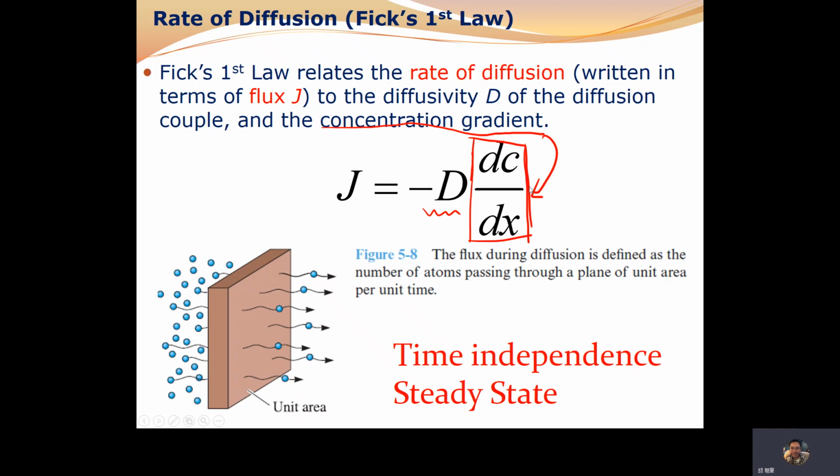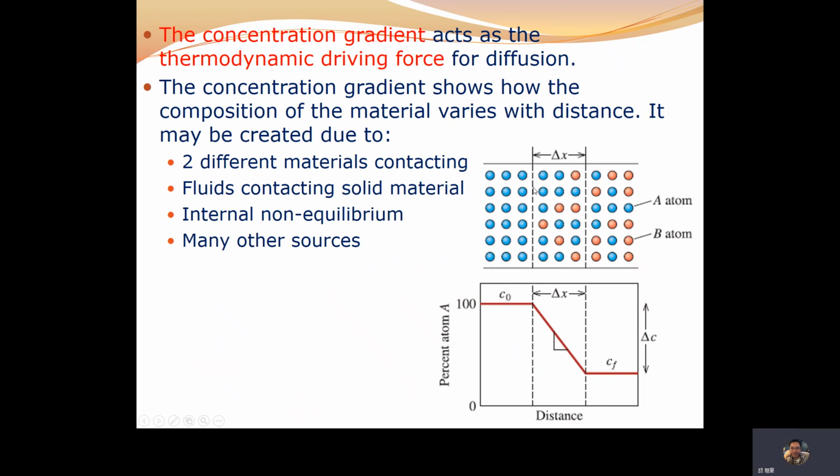Okay, we only discuss its steady state. Therefore, the concentration gradient acts as the thermodynamic driving force for diffusion that we already mentioned previously, right? And the concentration gradient shows how the composition of materials varies with distance. It might be created due to what? The two different materials contacting, right? The interface between two different materials, and the fluid contacting solid.